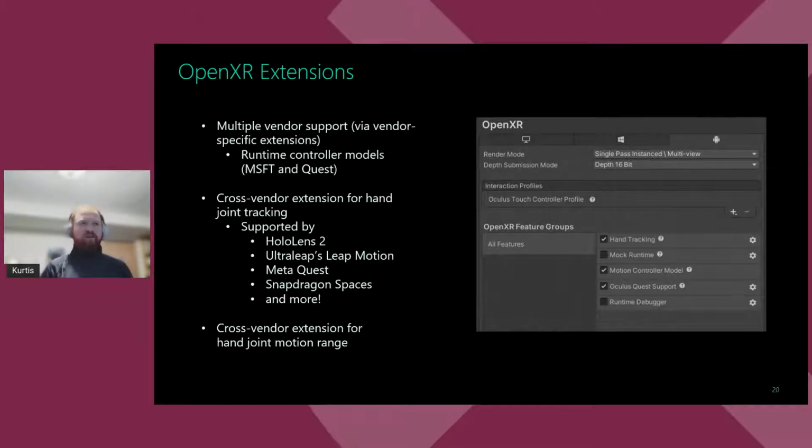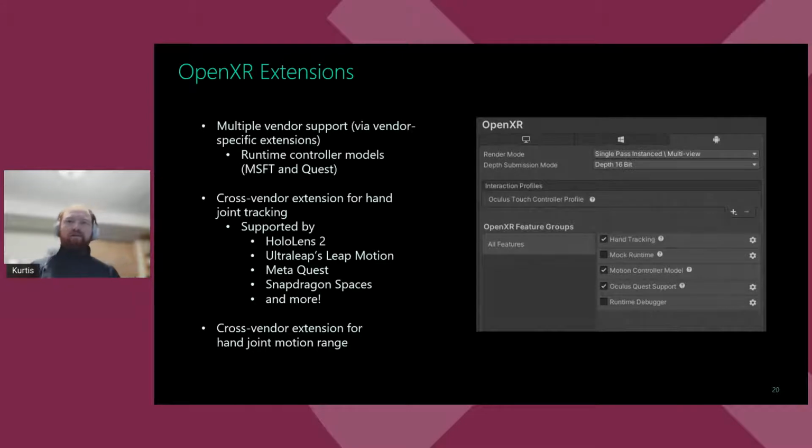But generally, the cross-vendor hand joint tracking extension is supported by HoloLens 2, Ultraleap, Leap Motion, Meta Quest. Snapdragon Spaces is one that we've recently been looking at, and we've been working on getting MRTK3 working there.